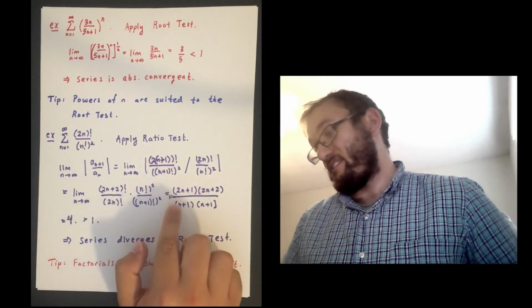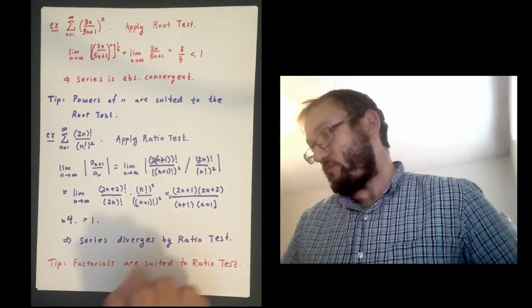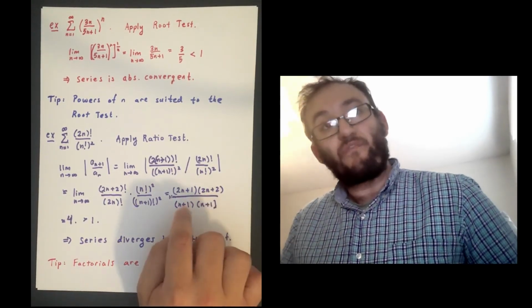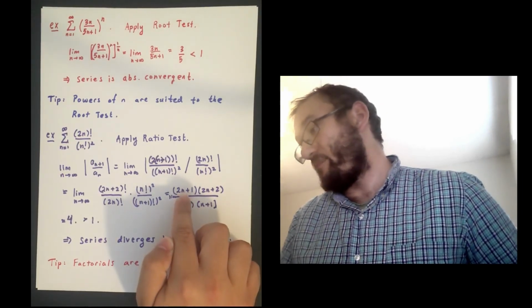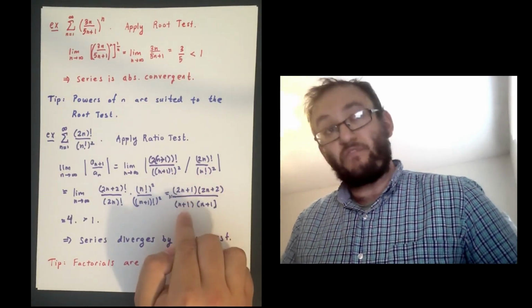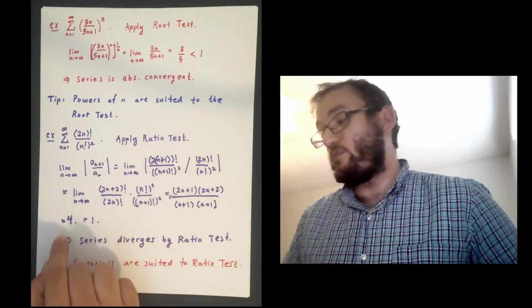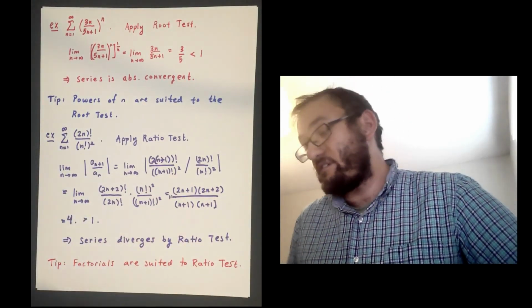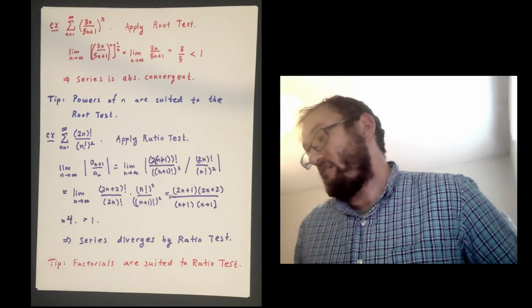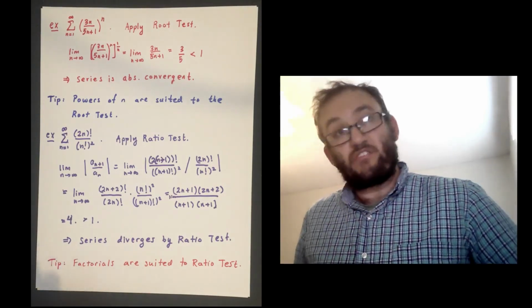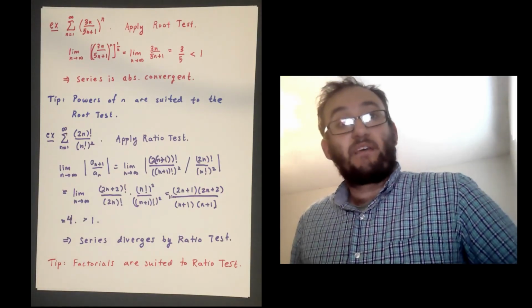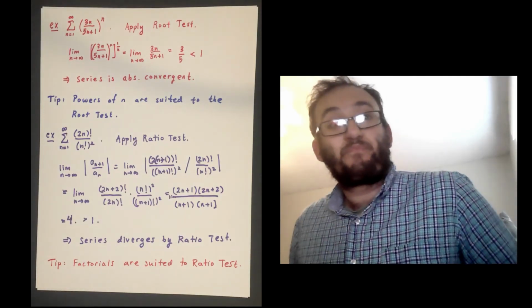And then taking the limit as n goes to infinity, we can just take the ratio of the leading coefficients here. The leading coefficient on top is 4n squared. The leading coefficient on bottom is n squared, so we're left with 4. As we know, 4 is greater than 1. So the series diverges by the ratio test. And this is just an example of how factorials work really nicely with the ratio test, because there's a lot of cancellation that can happen.